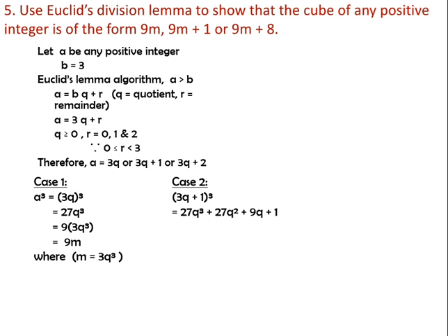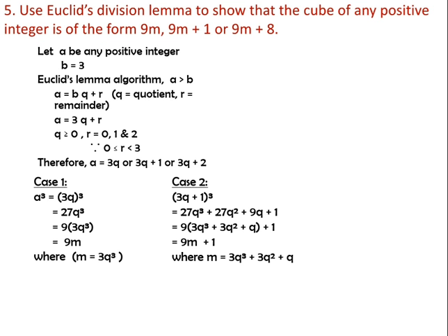Okay, taking 9 in common, so 3q cube plus 3q square plus q, plus the last 1. Okay, equal to 9m plus 1, where we take the bracket value as m, where m equals 3q cube plus 3q square plus q.